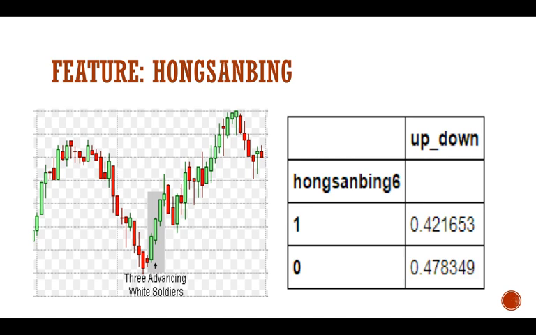42% probability to get an up compared with 47% chance to get an up when the signal does not happen. Interestingly, it became a contrary indicator in this liquid market as well.